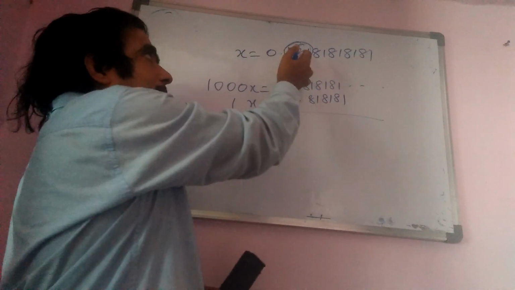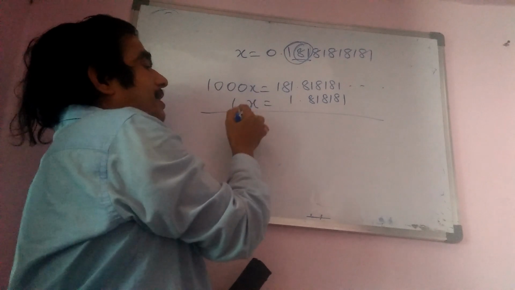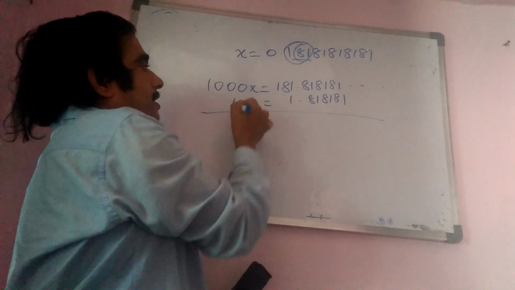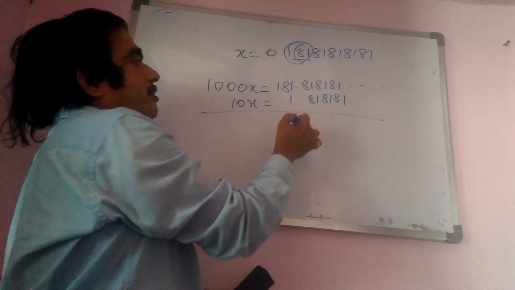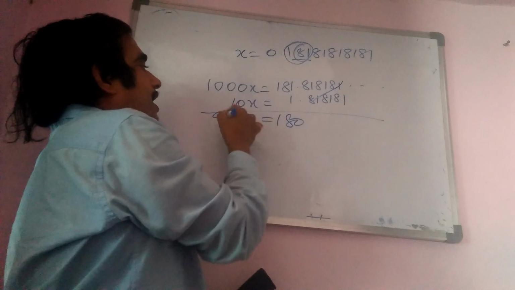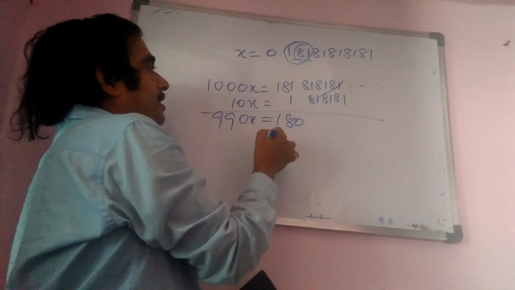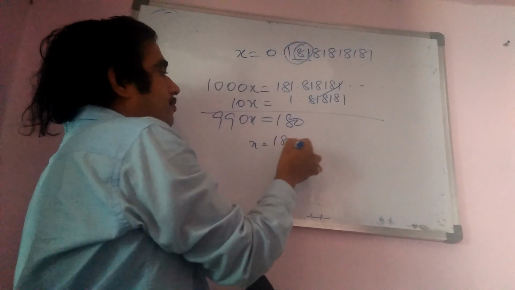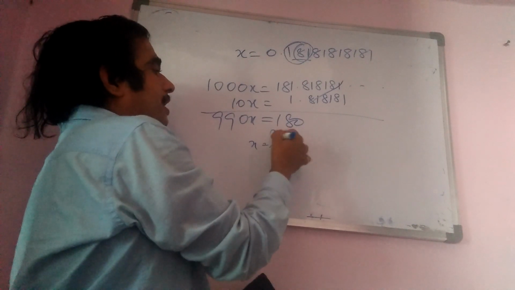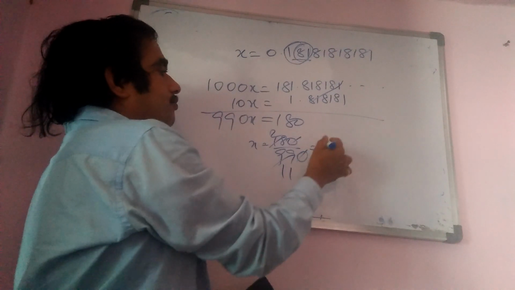First time I multiplied with 1000. Second time I am multiplying with only 10. Right, sorry, 10. So now what will it become? This will cancel. It is equal to 180, and it is equal to how much? 990x, and x is equal to 180 by 990. The 0s cancel. 9 2s are 18, 9 11s are 99, so 2 by 11.